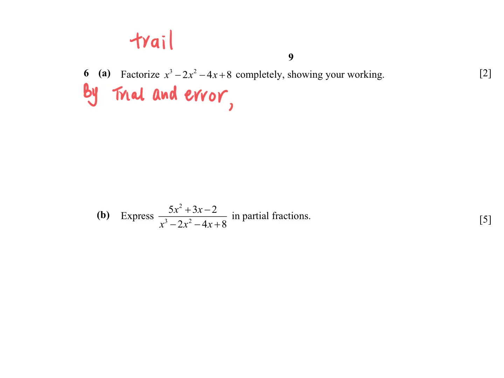Okay, so what is the value you put in? Negative 2. So we let f of x be this first, be this. Then f of negative 2.